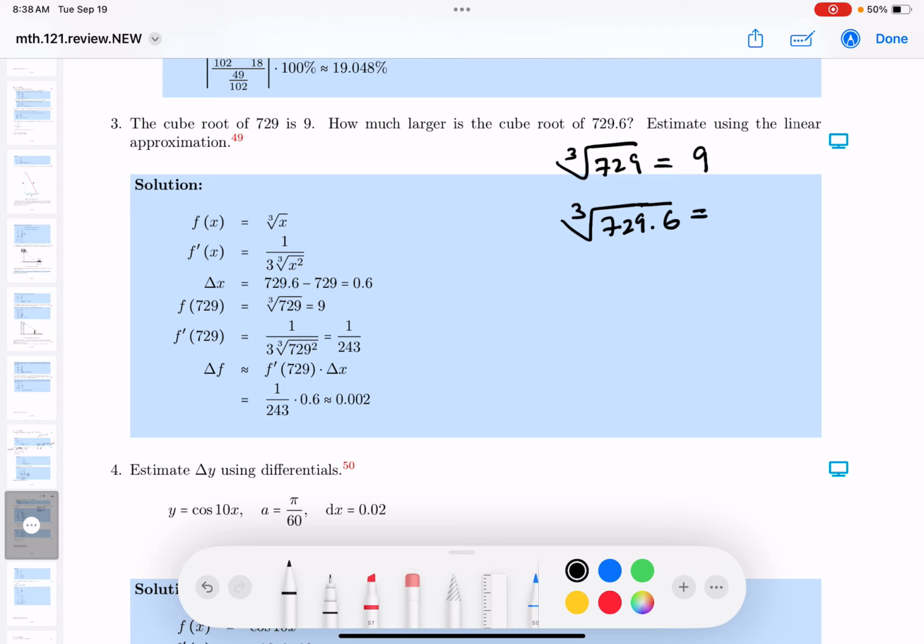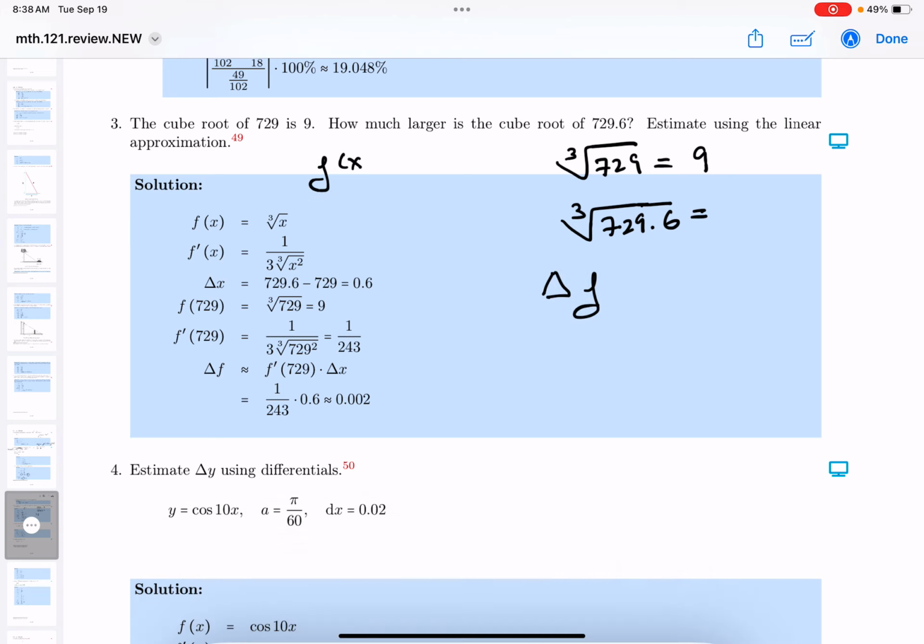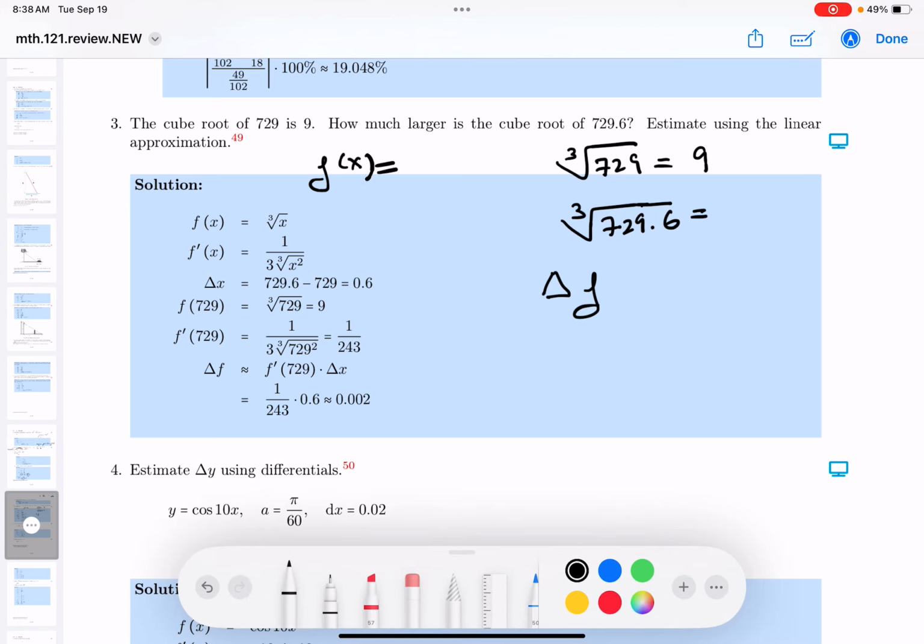So really what I'm going to write down is the delta f in the problem, with the understanding that f of x is equal to the cube root of x. So the delta f in the problem, how much larger, I'd be writing down the cube root of 729.6 minus the cube root of 729. Now looking at that, I'm starting to realize I'll use linear approximations for it.